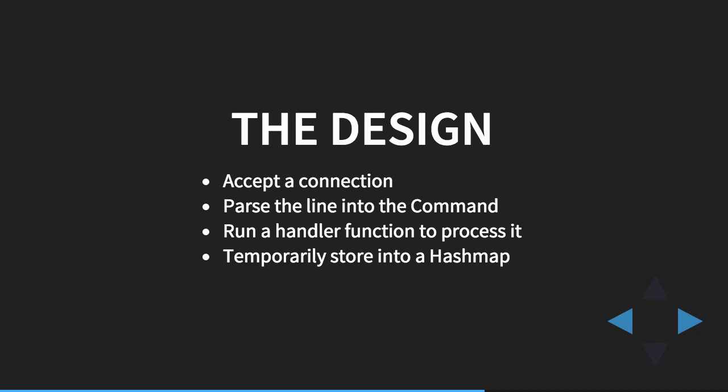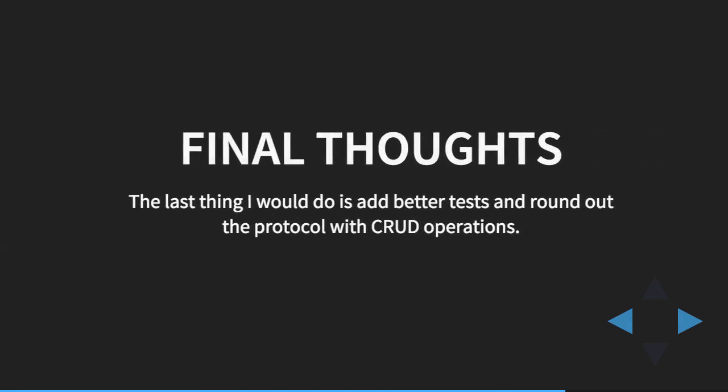All right, my design is really simple. I accept a connection. I parse it into a command. So I use a parsing function that makes me command structures, and then I run a handler on it. That's it. For now, I'm just storing it in the hash map. I don't have to get everything working right away. I just get pieces working at a time.